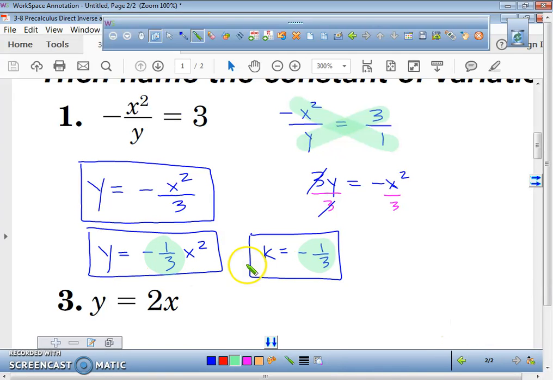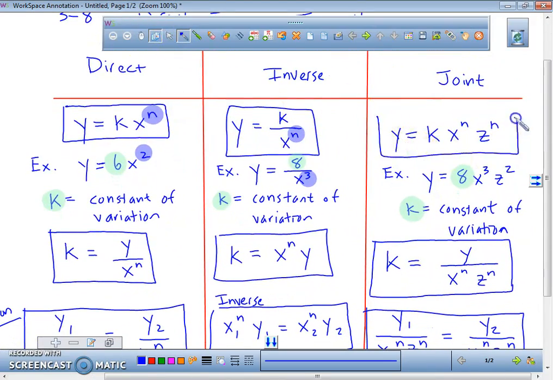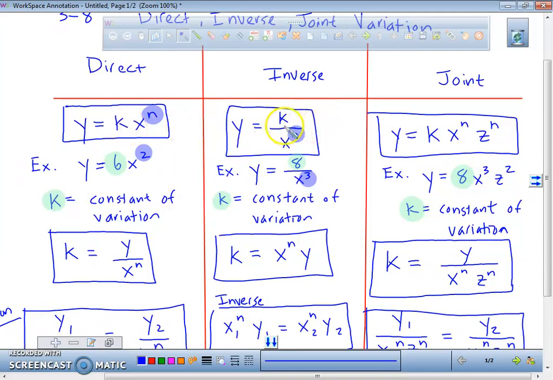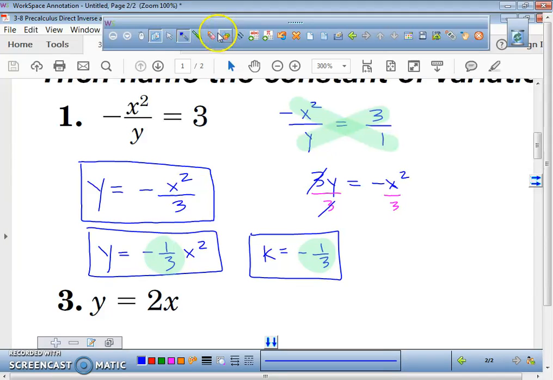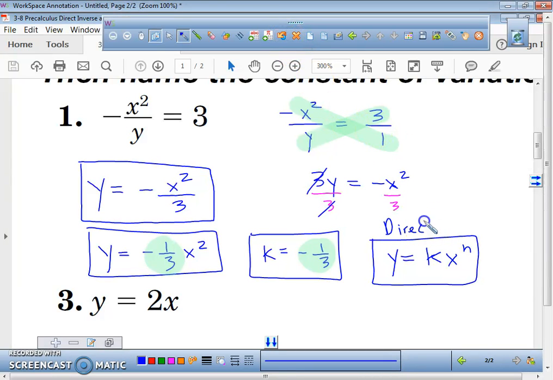So let's go back. Look at this really carefully. Ask yourself, which one of these three does it look most like? Does it look like direct variation? Does it look like inverse variation? Or does it look like joint variation? You have it in your journal. By the way, let's replace this. What is negative 1/3 equal to? That's equal to our k. So this is actually y equals k times x to the power of n. It is direct. So this is a direct variation problem. If I can spell direct correctly. So this is a direct variation.